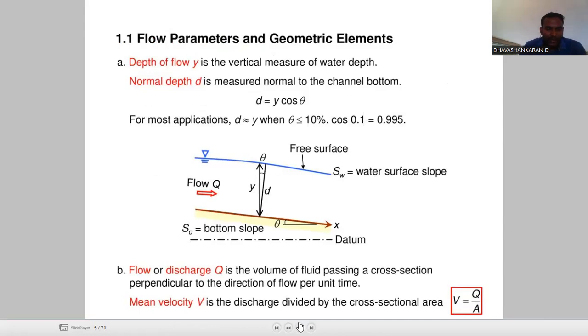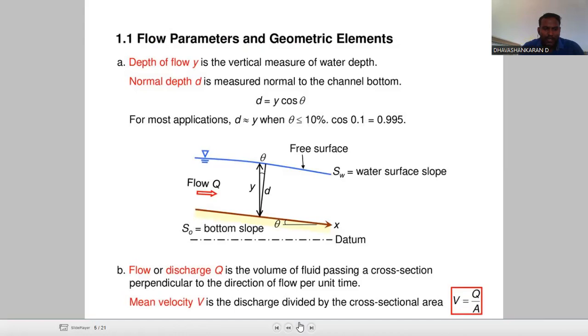So from the aspect of the difference between open channel flow and pipe flow, consider the free surface. Open channel flow has a free surface and pipe flow has no free surface. As for the cause of flow, open channel flow is gravity flow, while pipe flow is always driven by hydraulic forces.